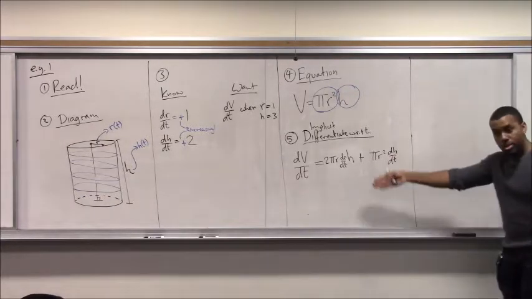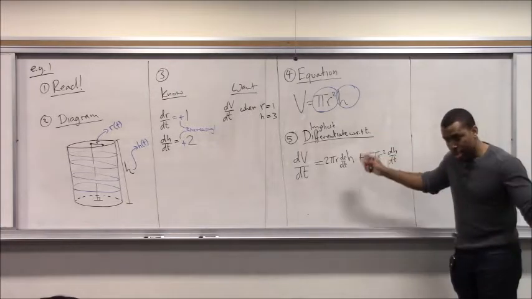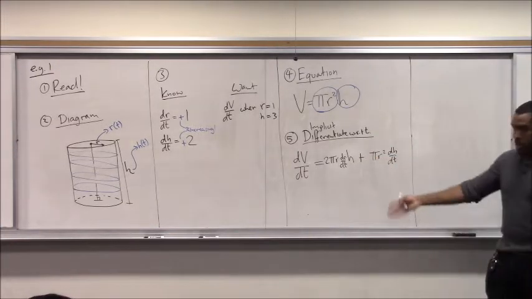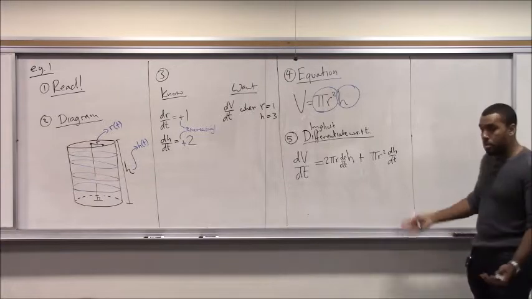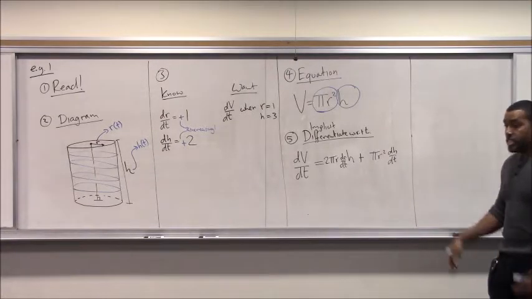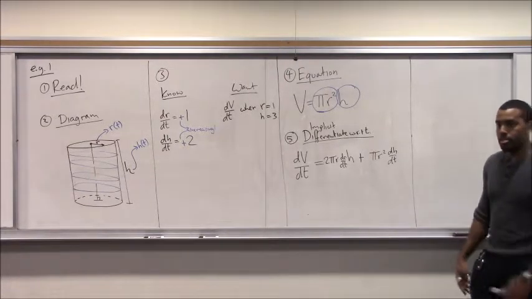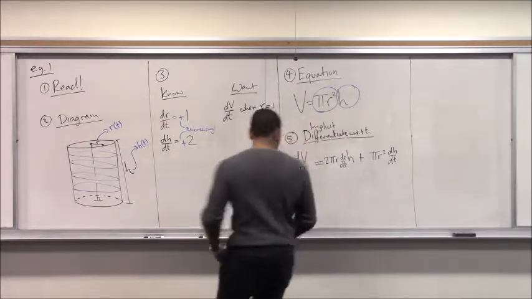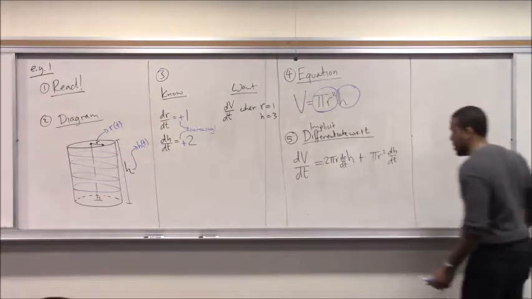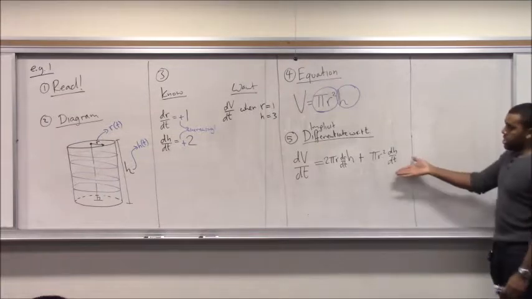So if there was a q, if I differentiate a q, I'd multiply by dq dt. Differentiate an L, multiply by dl dt. Differentiate an m, multiply by dm dt. Differentiate a t, don't do anything. That's implicit differentiation. Okay. So that is our derivative equation.